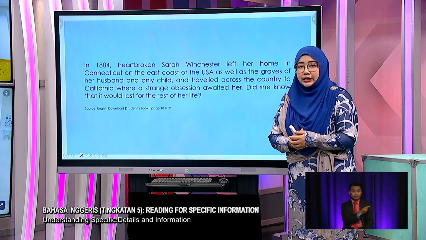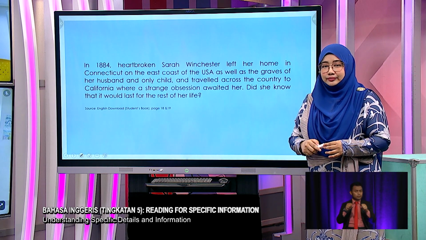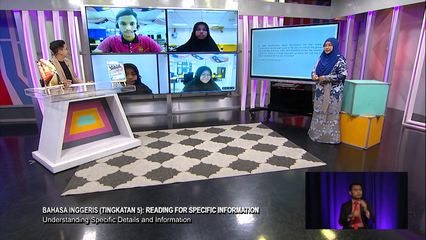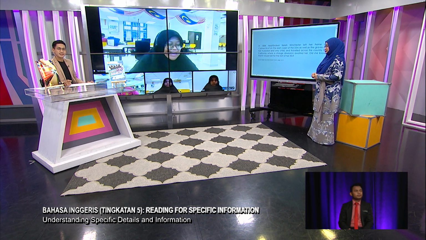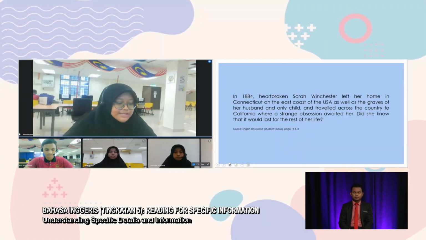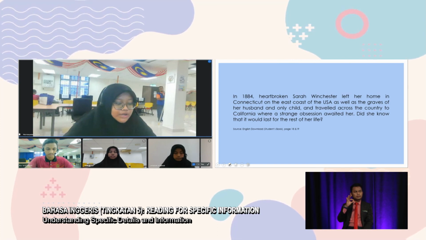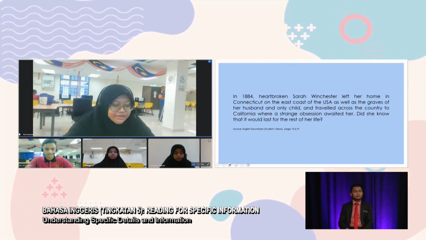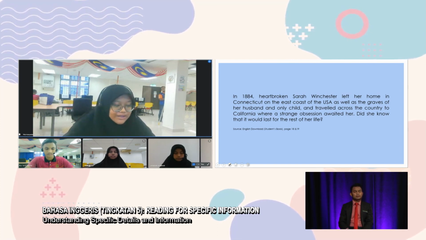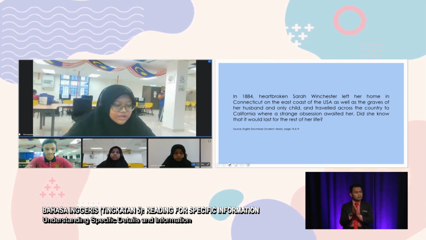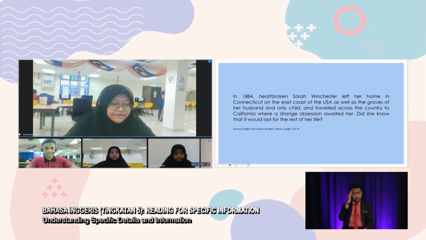Can I get somebody to read this, please? In 1884, heartbroken Sarah Winchester left her home in Connecticut on the east coast of the USA, as well as the graves of her husband and only child, and traveled across the country to California, where a strange obsession awaited her. Did she know that it would last for the rest of her life?